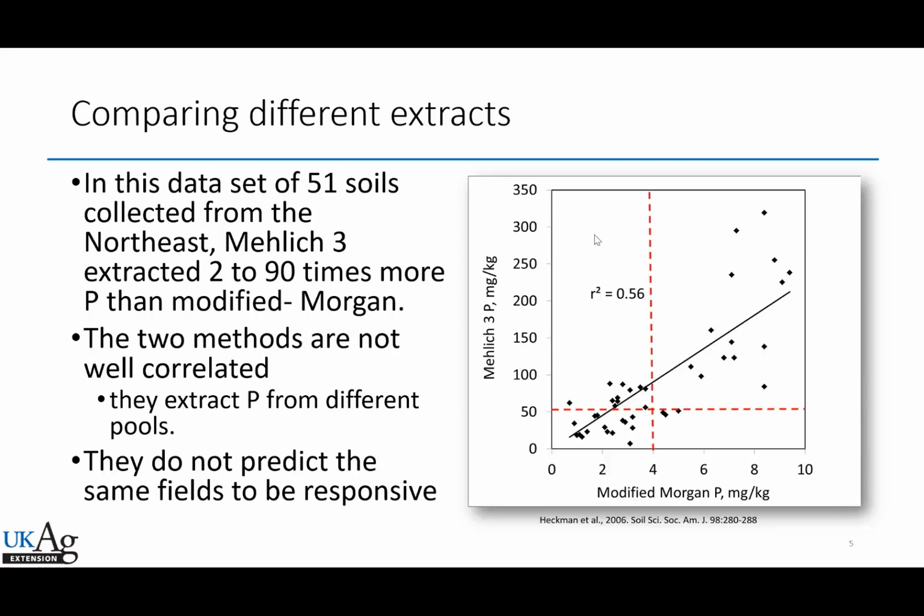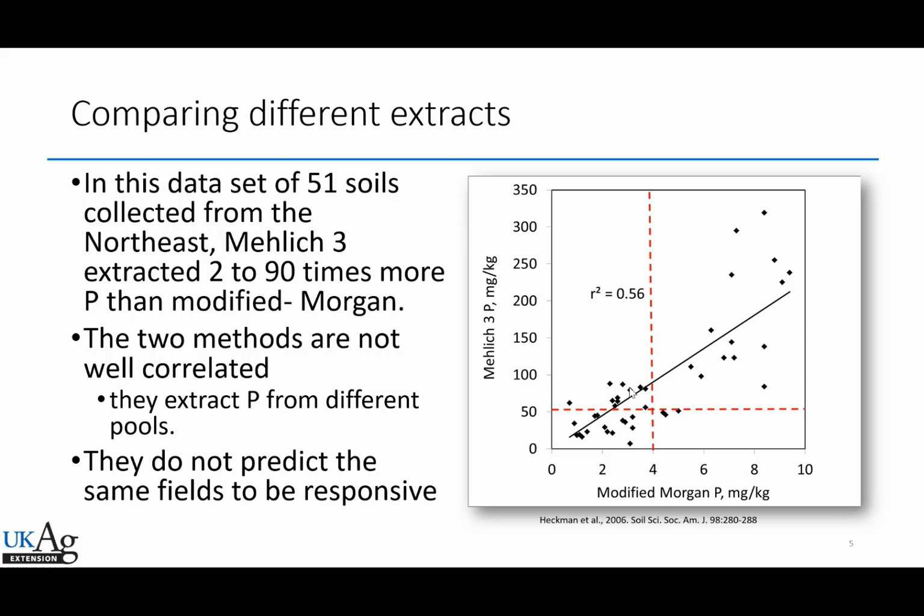There was a study done a few years back by the northeastern states where they collected 51 different soils from across multiple states, and they used different soil tests to extract all those samples so they could compare them. And in this one, they compared that modified Morgan test used by the New England states to Mehlich 3, and we can see that you get very different numbers from the two tests. In fact, Mehlich 3 extracted anywhere from 2 times more phosphorus to 90 times more phosphorus than modified Morgan.